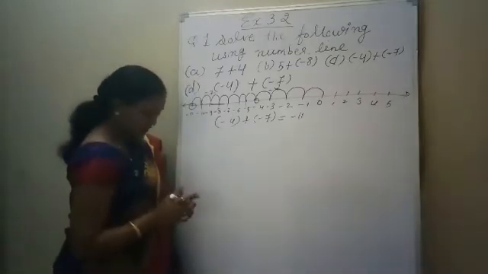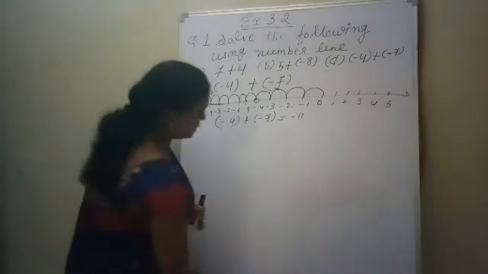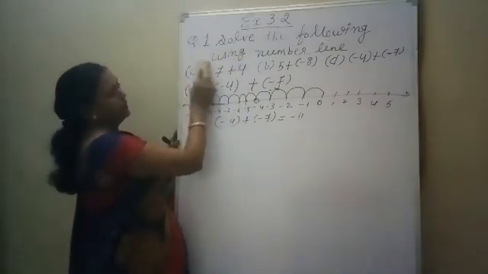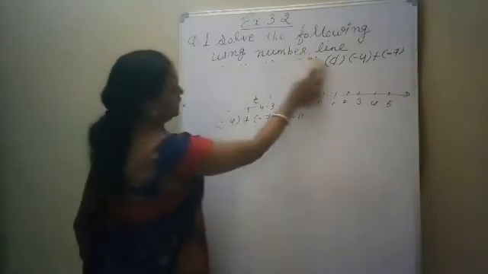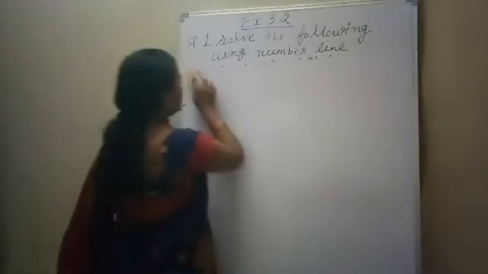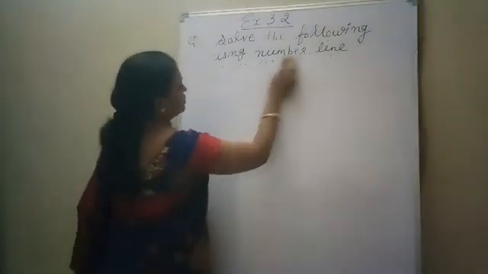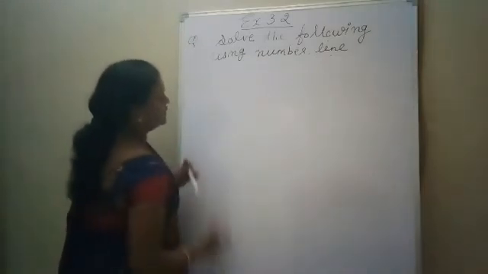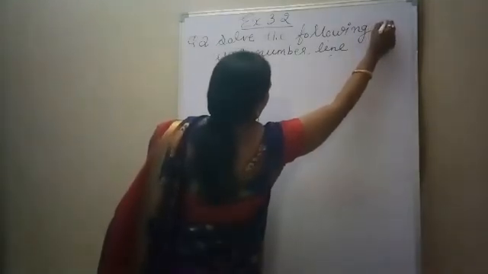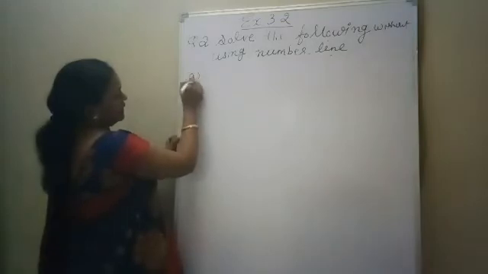Now question number 1 is over. In question number 2, you have to solve the following without using a number line. In question number 1, we solved the question by using the number line, but in question number 2, we will solve the question without using the number line. So this is our question number 2, solve the following without using the number line. That is the A part.